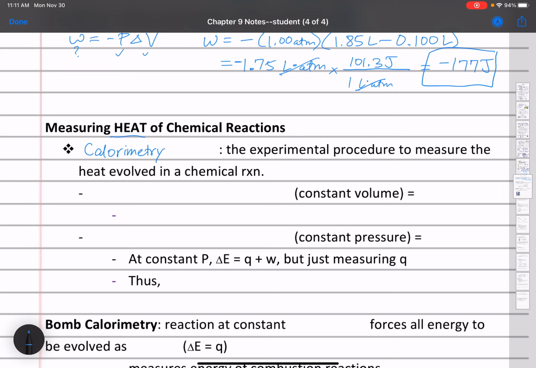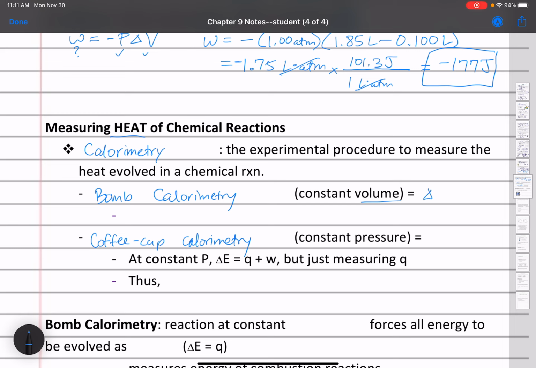So there are 2 types of calorimetry that are done commonly. The first one is called bomb calorimetry, and the second one is called coffee cup calorimetry, which I just think are kind of fun. So bomb calorimetry occurs at a constant volume. So you're in a solid container, that volume doesn't change.